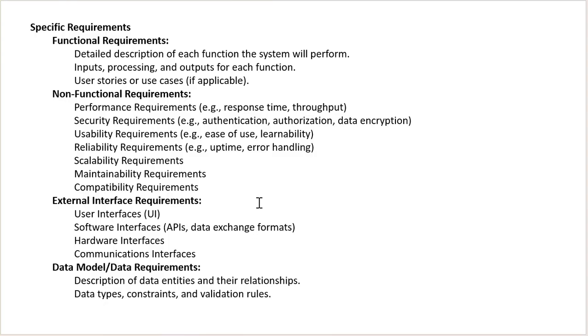Then the external interface requirements: user interface, software interface, API, data exchange format, hardware interface, and communication interface. Data model and data requirements describe the data entities and their relationships, data types, and constraint validation. All the data related to the functional requirements we should cover in the data model and data requirements, and that is an important part of the functional specification document.